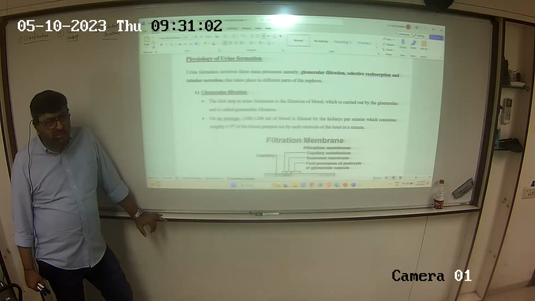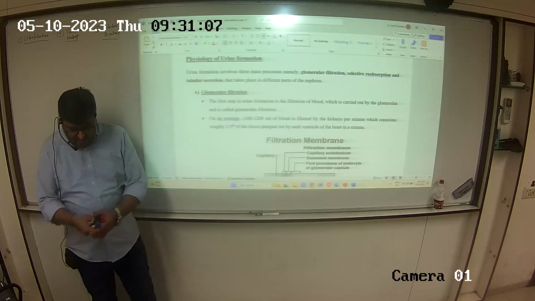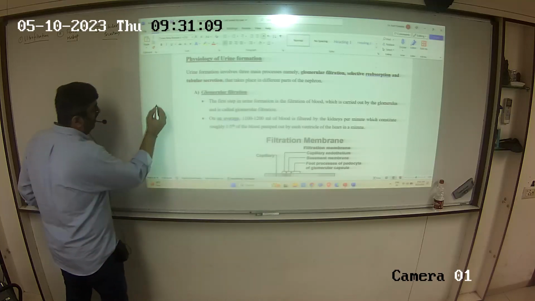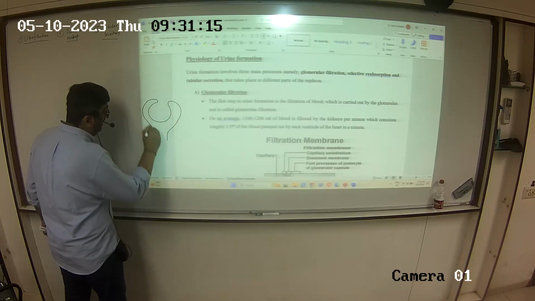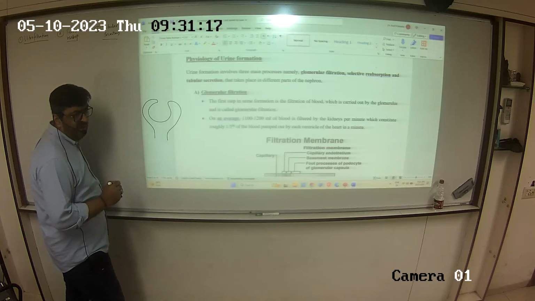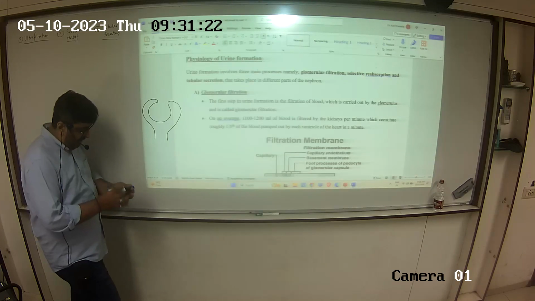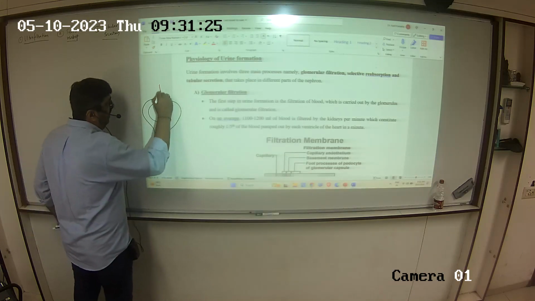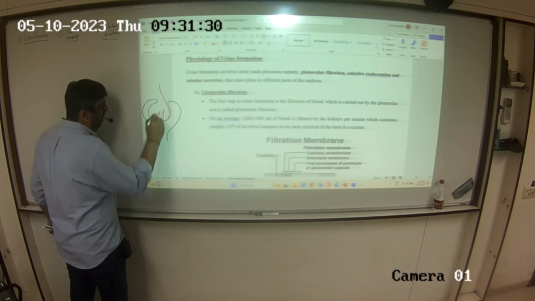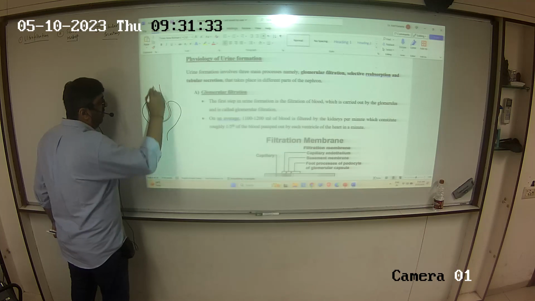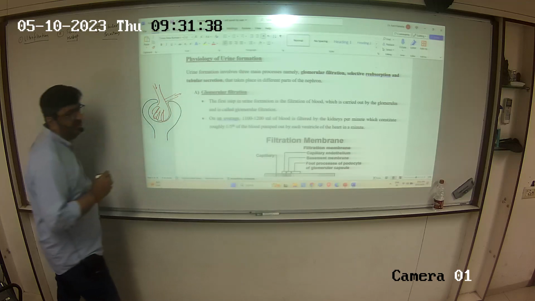Now glomerular filtration, obviously, did we identify the filtration membrane last time? Right? Just a very quick recap. Bowman's capsule, I hope you remember, please. Two layers, outer and inner. The inner has got specialized cells called podocytes, right? The afferent arteriole dividing, redividing, right? So this is afferent, this is efferent, right?